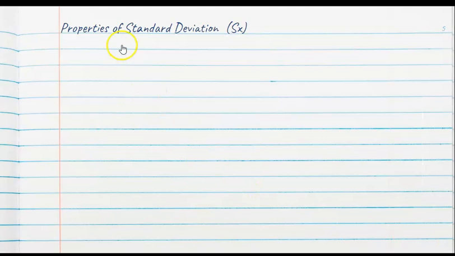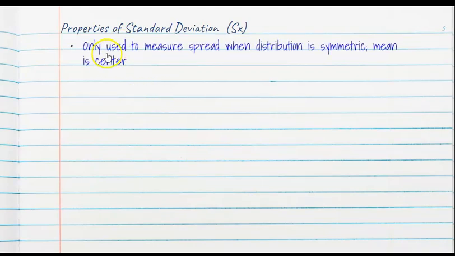These are standard deviations that you need to know. Okay, first, it's only used to measure spread when the distribution is symmetric, where the mean is the center. And that's because it's not resistant to outliers. If it's symmetric, there's probably no outliers. So it's a better measure of spread when it is symmetric and not being pulled in one direction or the other.